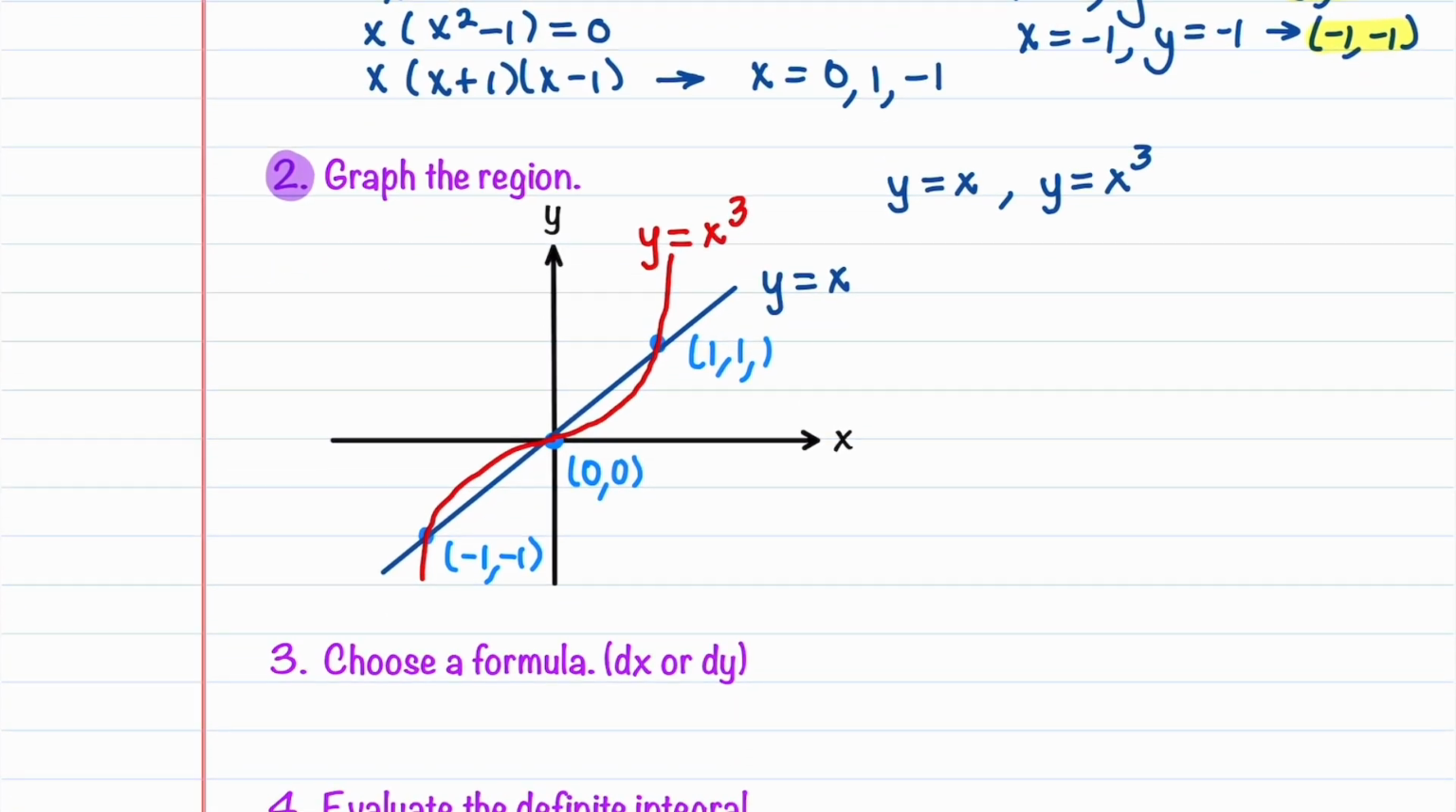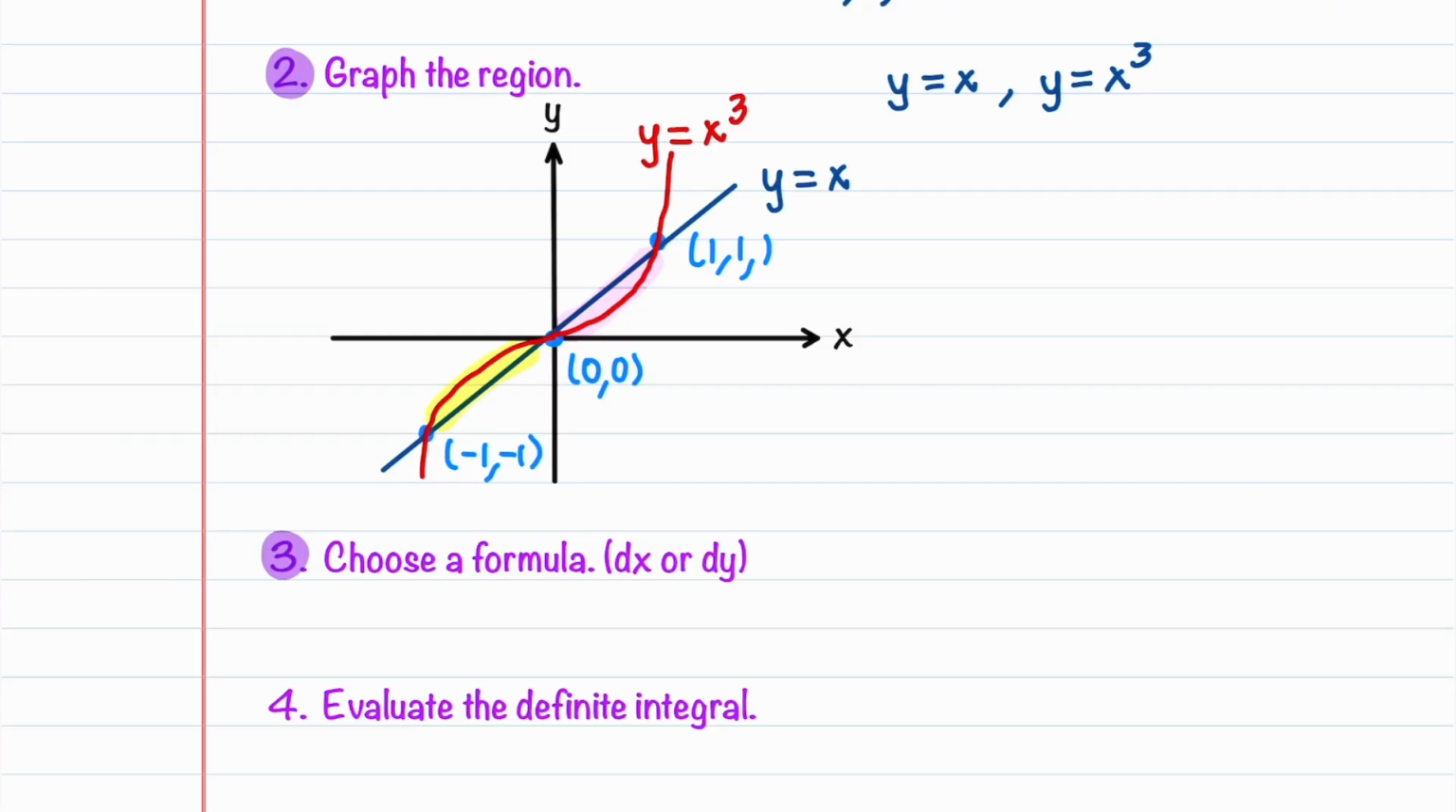I chose to do this problem because I wanted to show you what happens when you have 2 curves that are symmetric about the origin. When this happens, the area between the curves when x is negative is the same as the area between the curves when x is positive. Because of this, we can save some time and just integrate from 0 to 1 and then just double our answer.